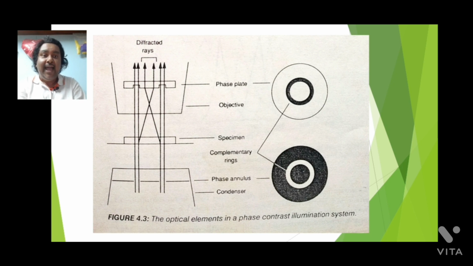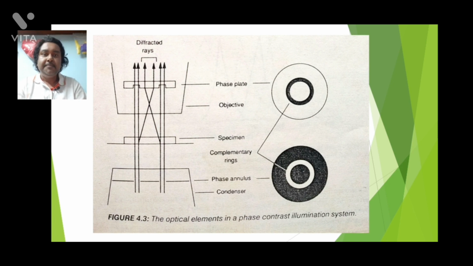Here in the diagram, the light rays pass through the condenser, then through the phase annulus, then through the specimen, then enter the objective and pass through the phase plate.